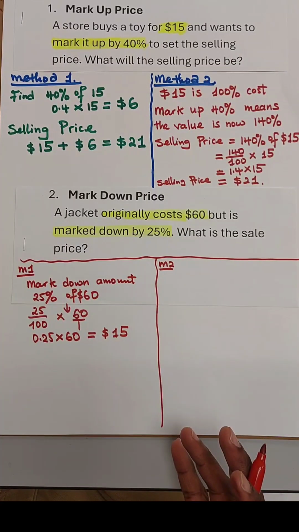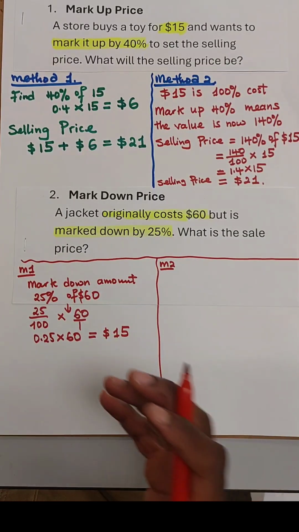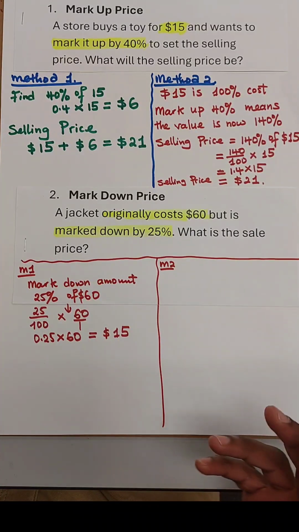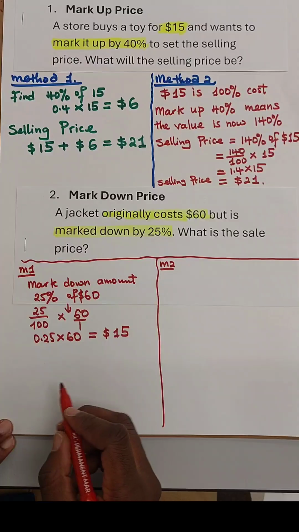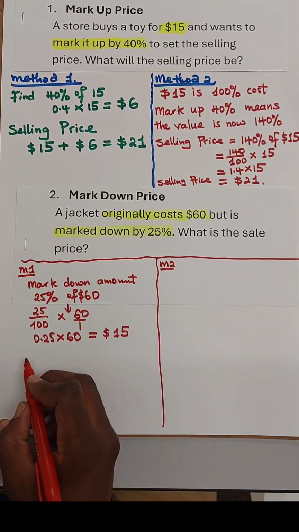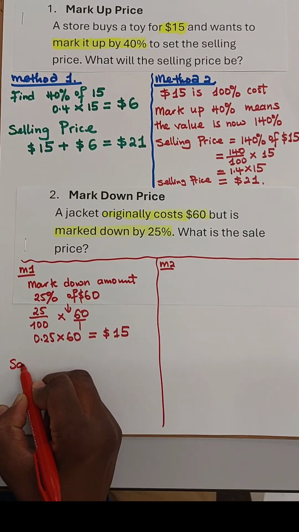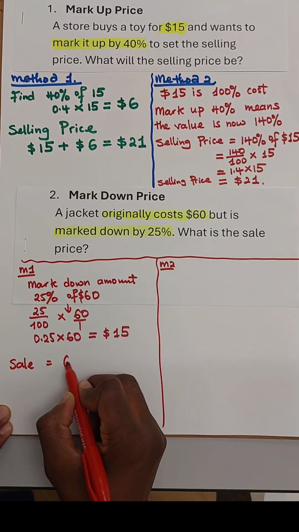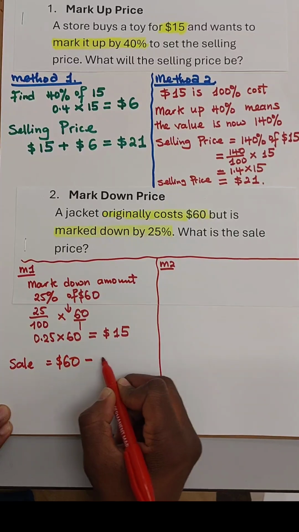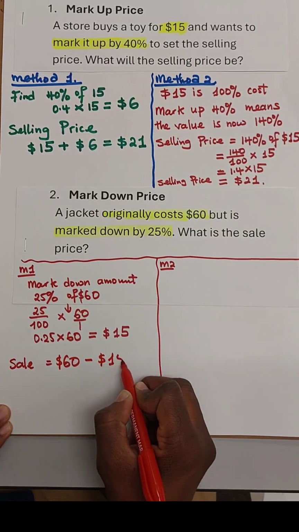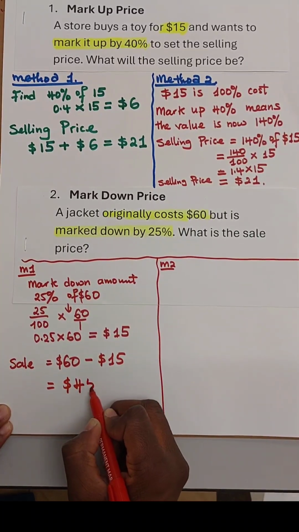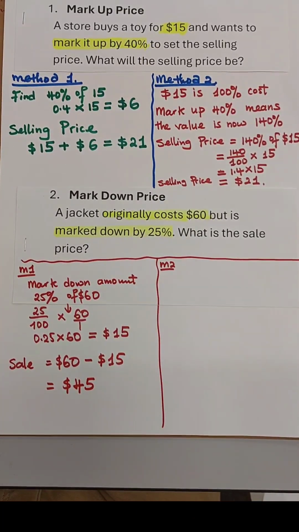So $15 is the amount marked down. This is a sale. Marked down means they take out some money from the original cost so that it can sell quickly, so that everybody can get it cheap. So we're taking out $15. So the sale will be $60 minus the markdown amount of $15. So that sale is $45. You better hop on in and get it before it is sold out.